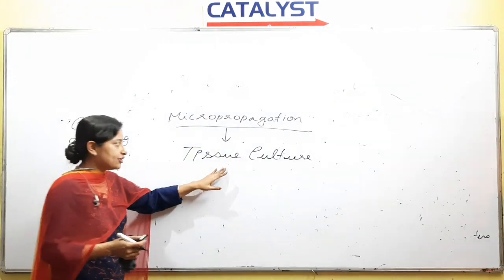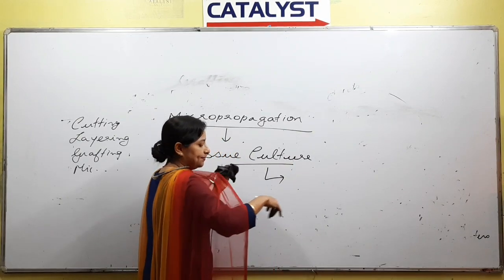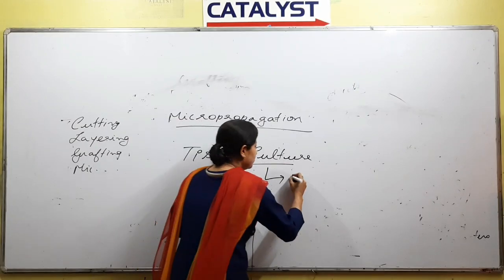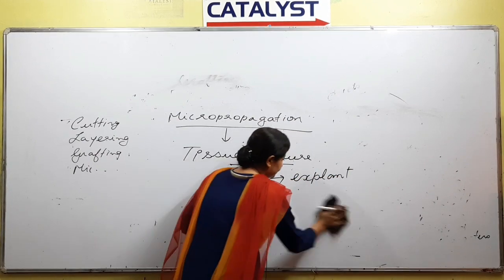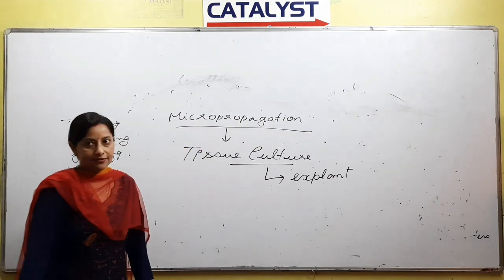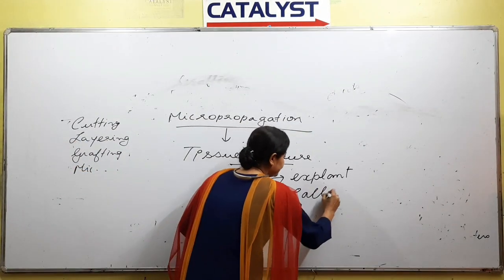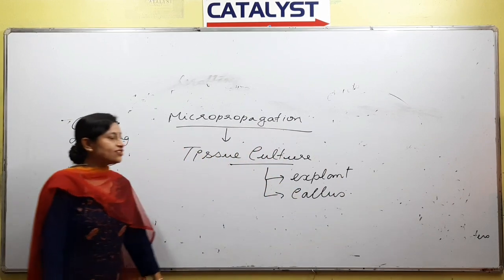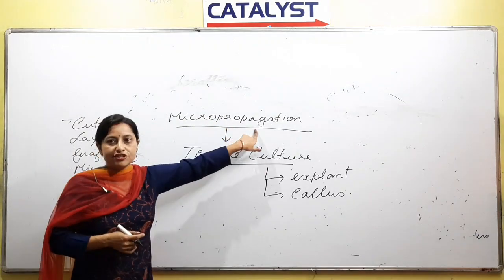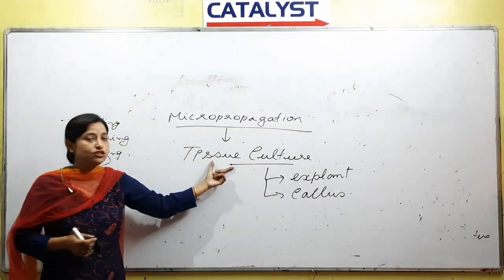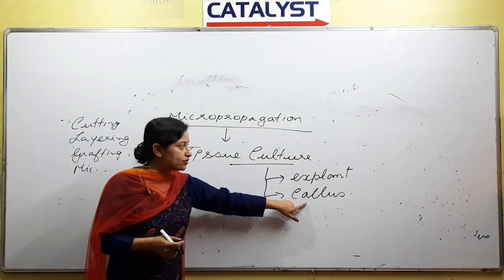And whenever we are talking about tissue culture, two words I think you have all studied. Do you remember something called explant? And another point associated with it, callus. We need to remember what micropropagation is: developing new plants with the help of tissue culture. The two words associated with tissue culture are explant and callus.